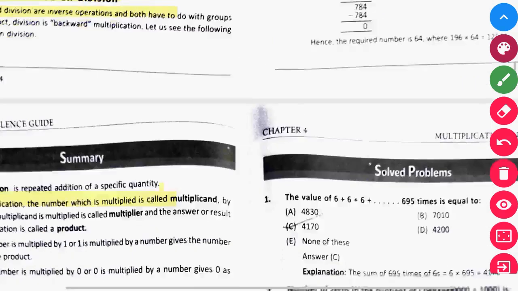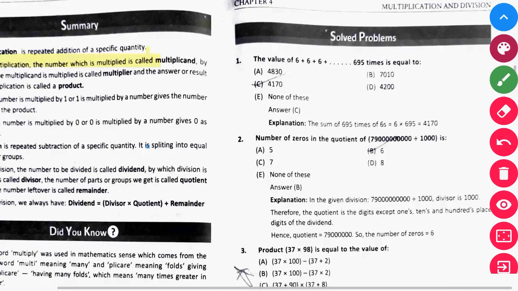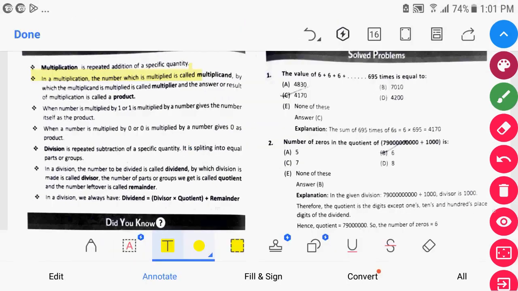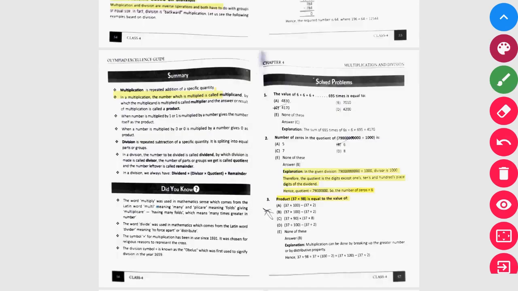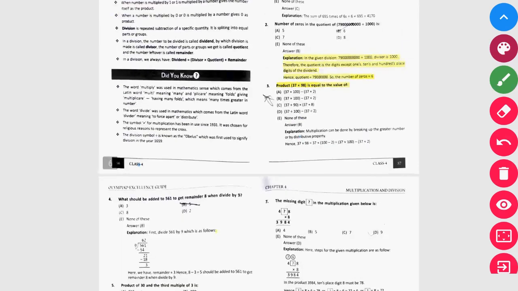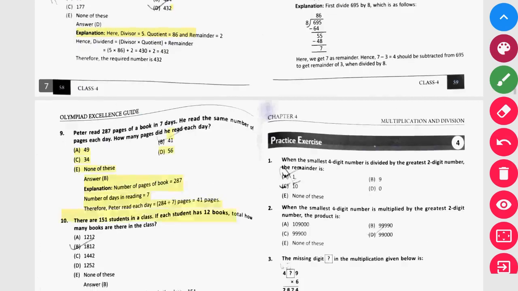Now we are moving ahead to solve some problems based on division. Now see, division and multiplication. You have to find the value of 6 plus 6 plus 6, 695 times. We just saw that repetitive addition is multiplication. So 695 times we add 6, which means we multiply 695 with 6. Now we directly move ahead to the practice exercise.